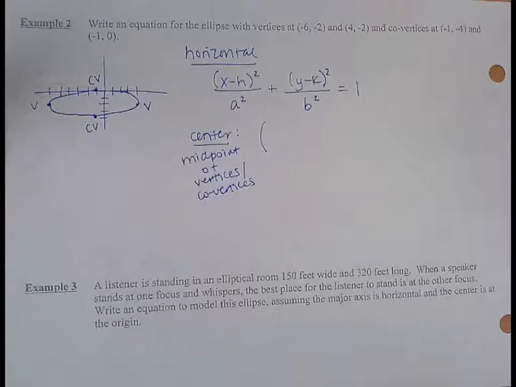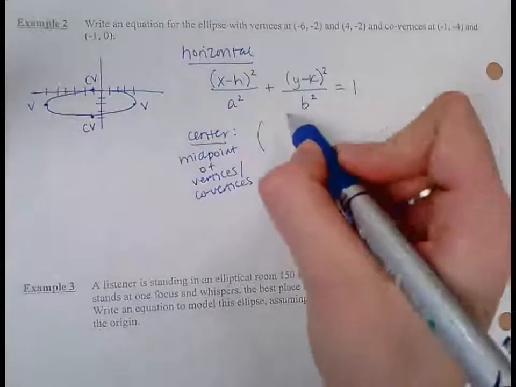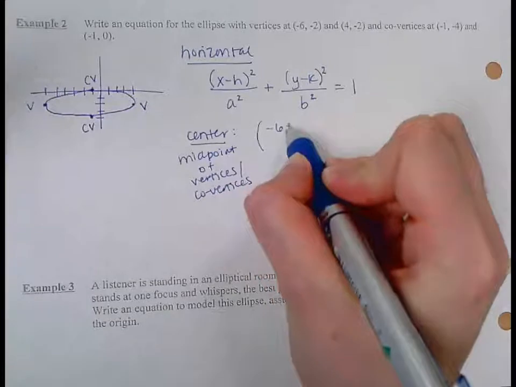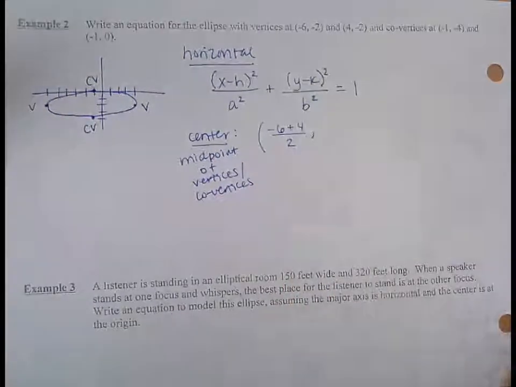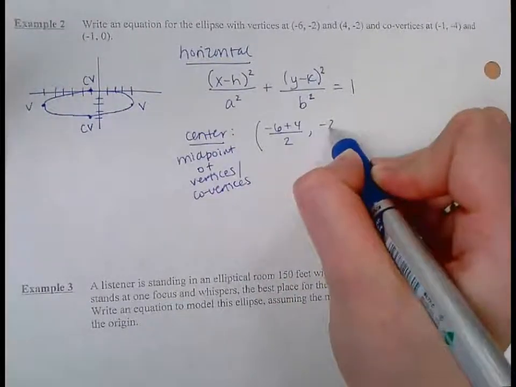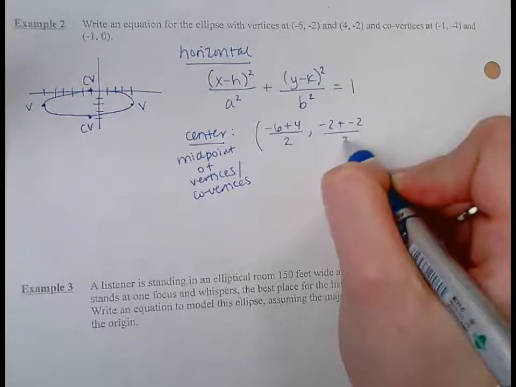So remember it's x sub 1 plus x sub 2 all divided by 2 for the x coordinate, y sub 1 plus y sub 2 all divided by 2 for the y coordinate. So just make sure your 2 points are both vertices or they're both co-vertices. I'm going to use the 2 vertices. So for x, I'd have -6 plus 4 all divided by 2. Y, I would have -2 plus -2 all divided by 2.